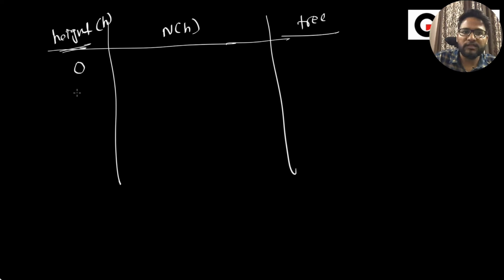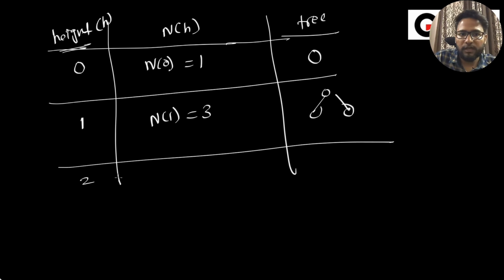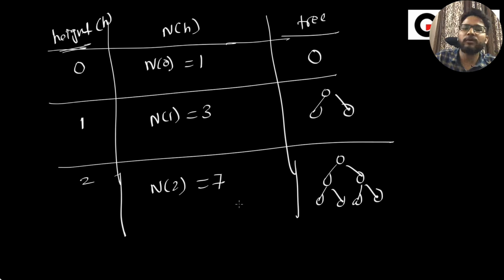So this is the maximum number of nodes with height 0. They are talking about n0. N0 will be just 1, and the tree will look like this. If the height is 1, then the maximum number of nodes you can have is 3, so n1 is 3. If height is 2, then the maximum is 1, 2, 3, 4, 5, 6, 7, so n2 is 7. Like that you can keep on computing.